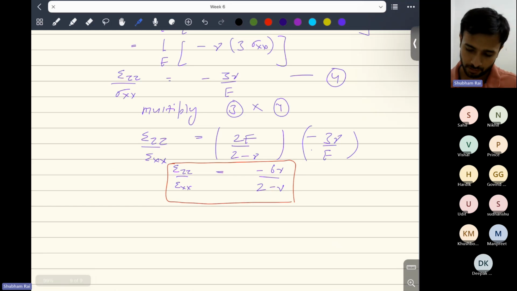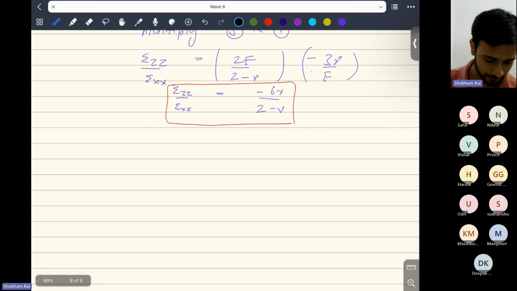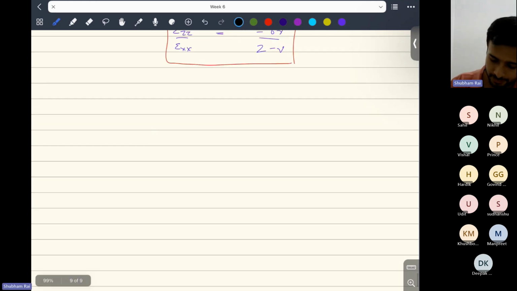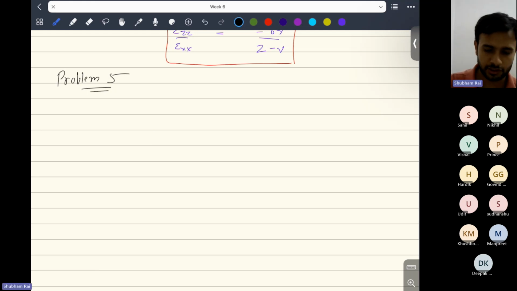Okay, so let me go to the next question. So it is problem number 5. It's the last problem of this session. These calculations are simple only. You just need to pay a bit of attention. And here, from these questions, you will get to know how to apply the concepts learned in the class. So let me quickly write this problem.